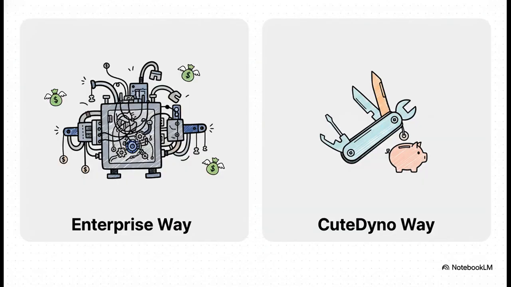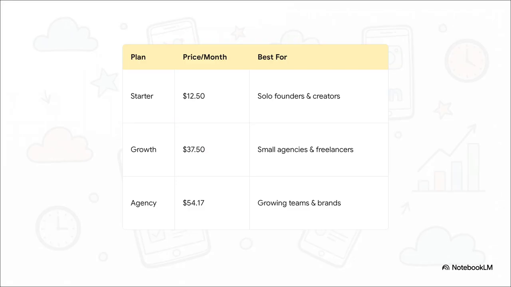Okay, let's just put this side by side. On one hand, you have the enterprise way. It's often full of per-user fees, hidden costs, and that classic software bloat. On the other hand, you have the CuteDyno way. No per-user fees, simple, clear pricing, and a focused tool set that just gives you what you actually need. And here's where that simplicity really shines through. The pricing is totally transparent.